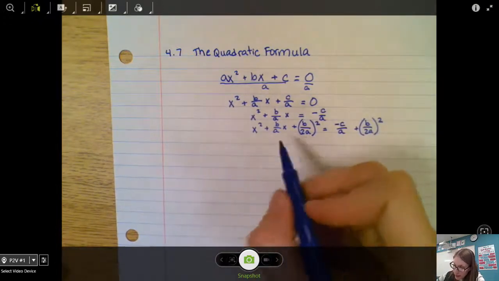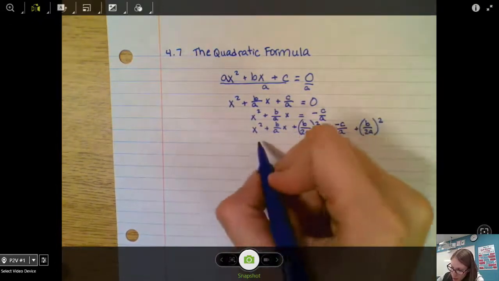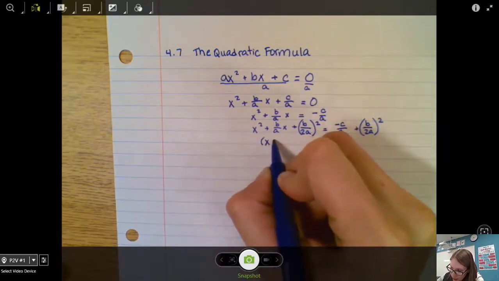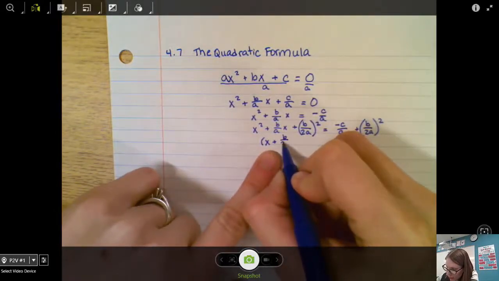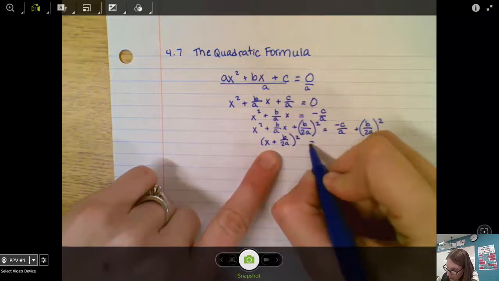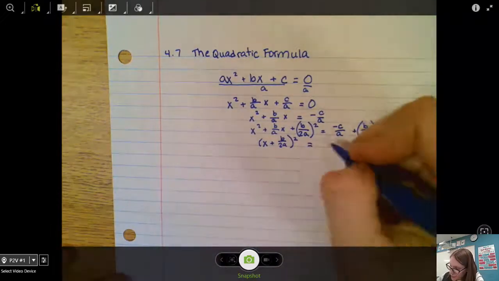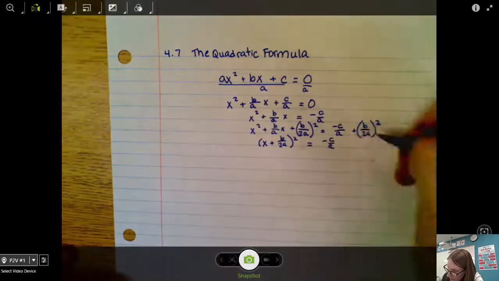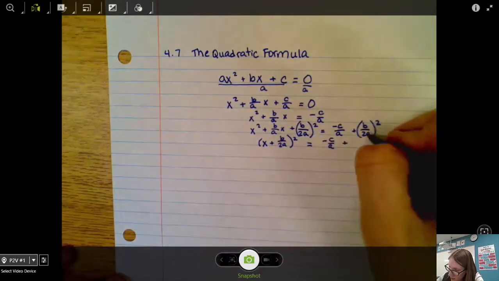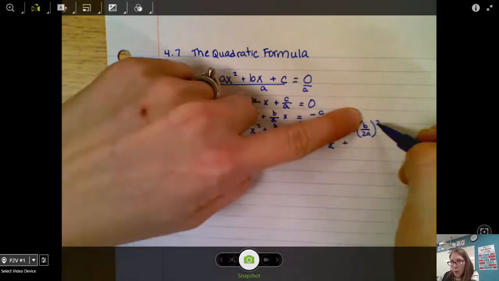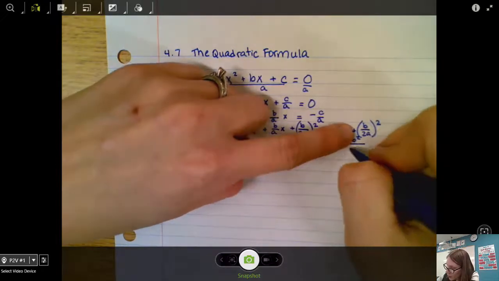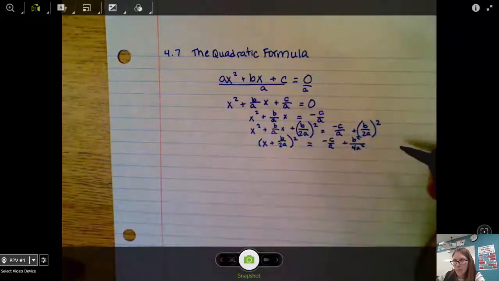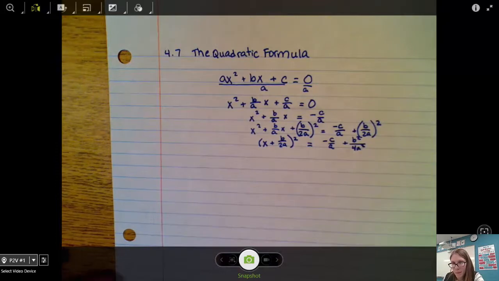After I've completed the square, this is a perfect square trinomial here, and it factors to be x plus whatever this is divided by 2. So b over 2a squared. And this looks hopefully a lot nicer already. Negative c over a plus b over 2a all squared. We square the top and get b squared. 2a all squared would be 4a squared. Okay, let's keep going with this.